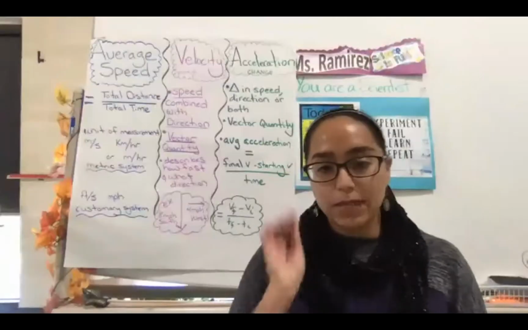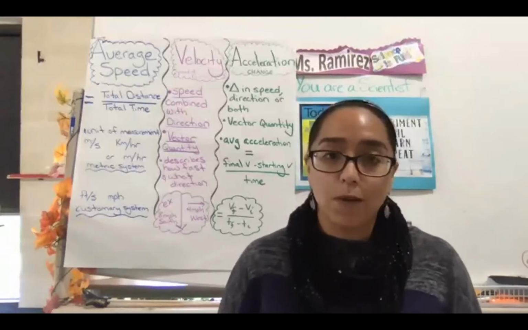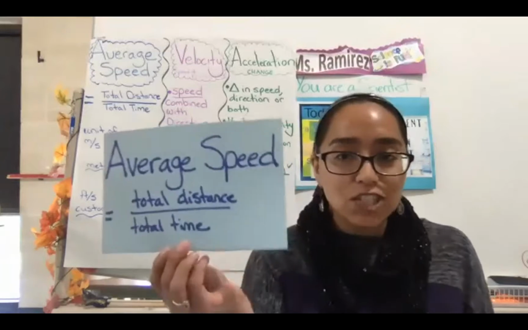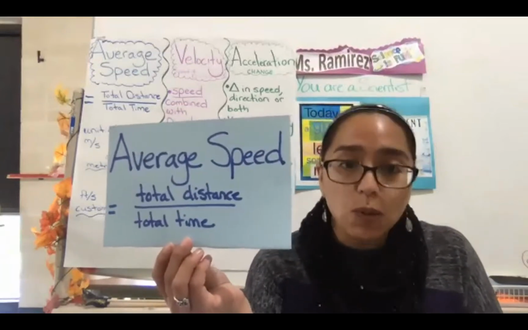Now we are going to see speed and velocity in the wild with Ms. Ramirez. Hello, my name is Ms. Ramirez, and in this segment, we're going to be talking about average speed of some of our farm animals. So essentially, average speed is just the total distance traveled divided by the total time.